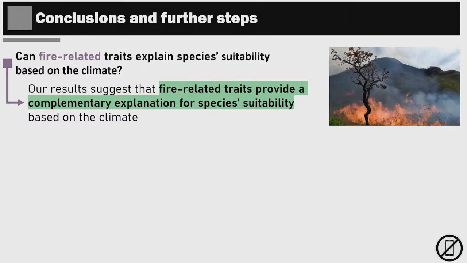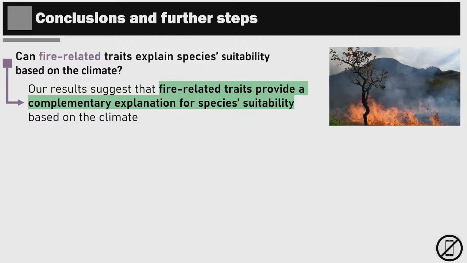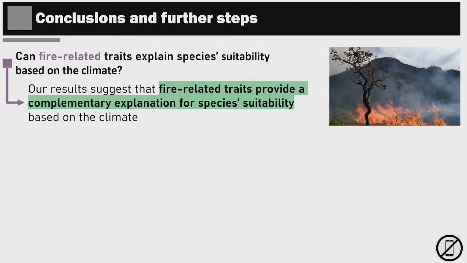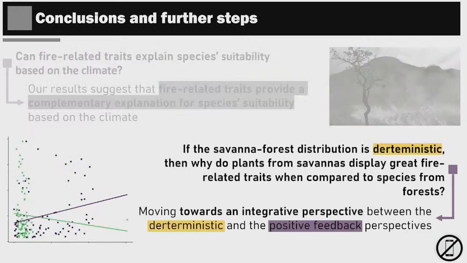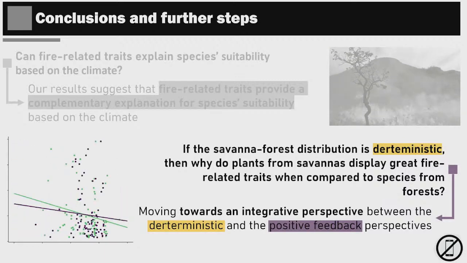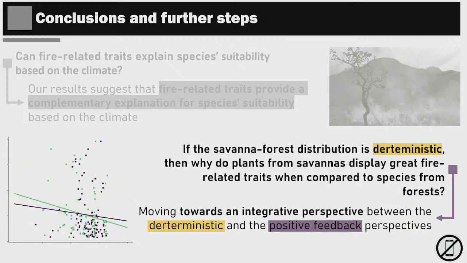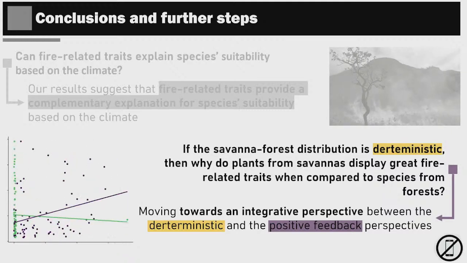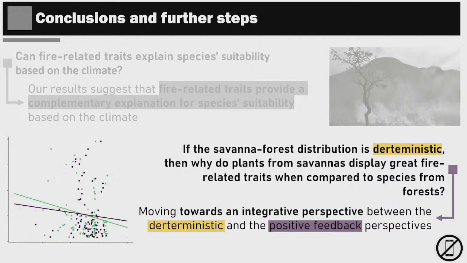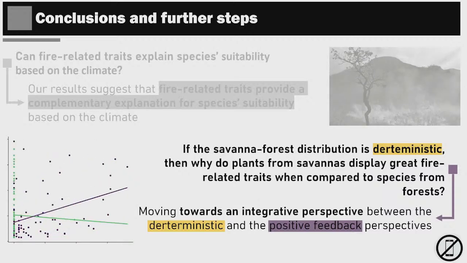So coming back to the question, can fire-related traits explain the suitability of species that were assessed based on the climate? This is very preliminary, but we believe that yes, our results suggest that fire-related traits provide a complementary explanation to what the climate has been telling us. And that raises a question. If the savanna and forest distribution is only deterministic, if only the determinist perspective can explain the distribution, then why do species have such well-adapted traits to the fire disturbance, which would be understood as something happening because of the positive feedback relationship between the vegetation and the disturbance?